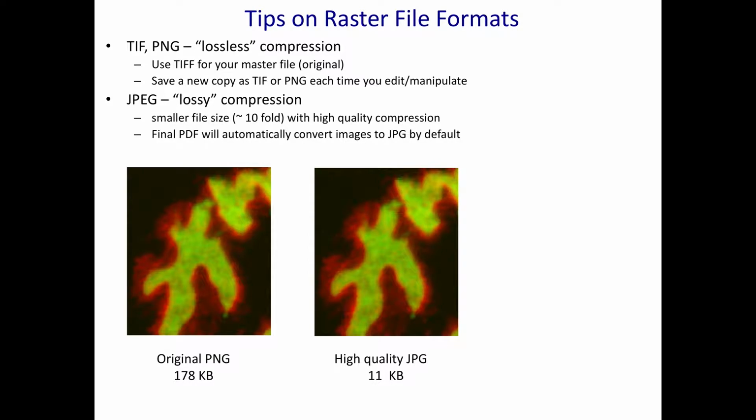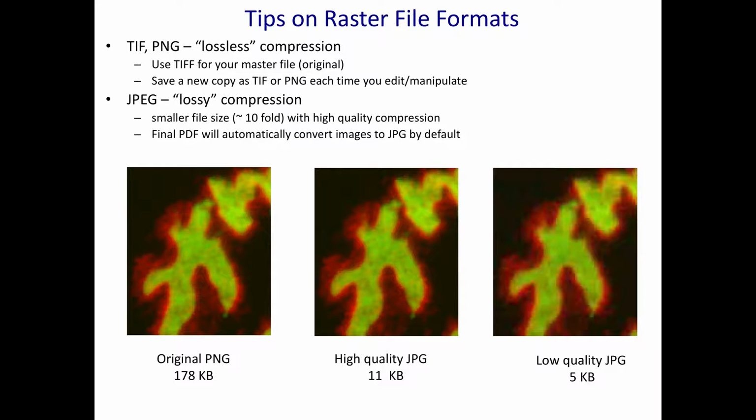And I should say that the JPEG has a range of different compressions. Some of them are high quality and some of them are low quality. So we have to be a little careful when we're saving JPEGs that we always choose the high quality compressions. This is a low quality compression. The file size is reduced another twofold. It's only 5 KB now, but you can really see the compression artifacts very clearly in the image. We don't want that to happen.